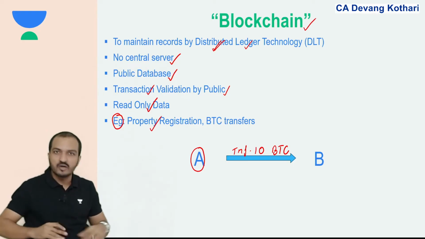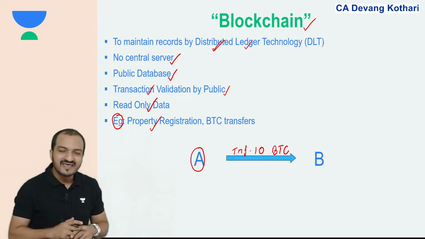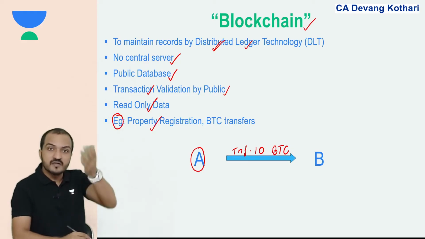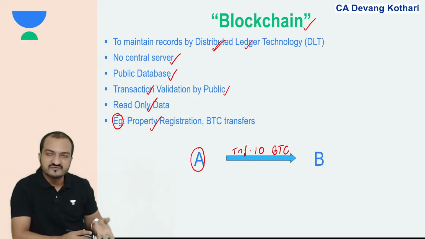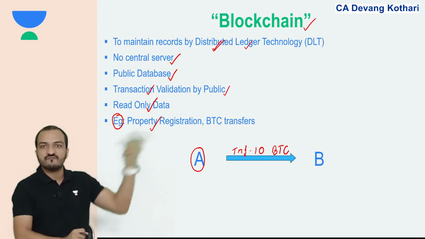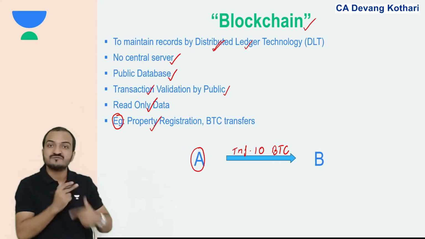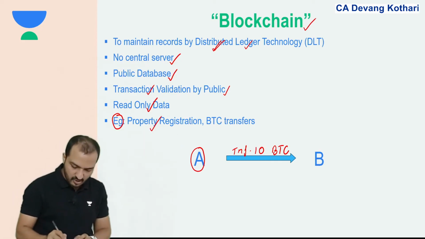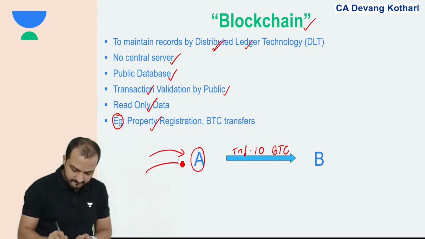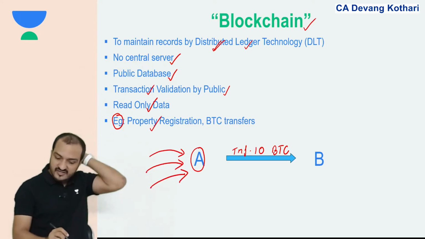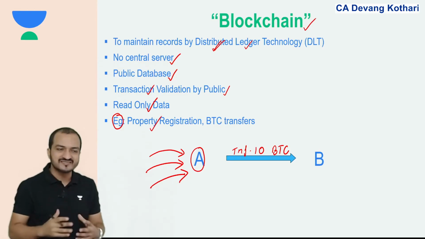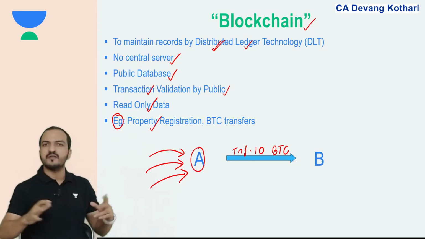Because Mr. A did not himself create the Bitcoin, Mr. A must have got the Bitcoins from someone. Plus, he might have got 2 Bitcoins from somebody else, 3 from somebody else, 5 from somebody else. So all those previous transactions of Mr. A also must be validated. All that validation is done by the public, and see, that's what makes the validation process very complicated.